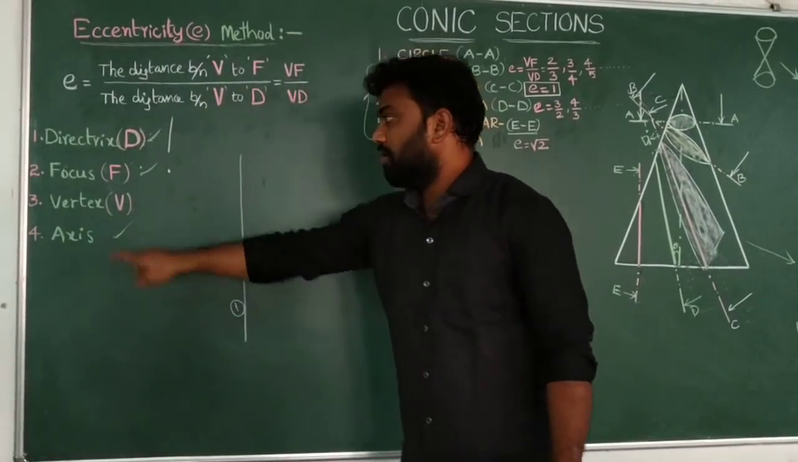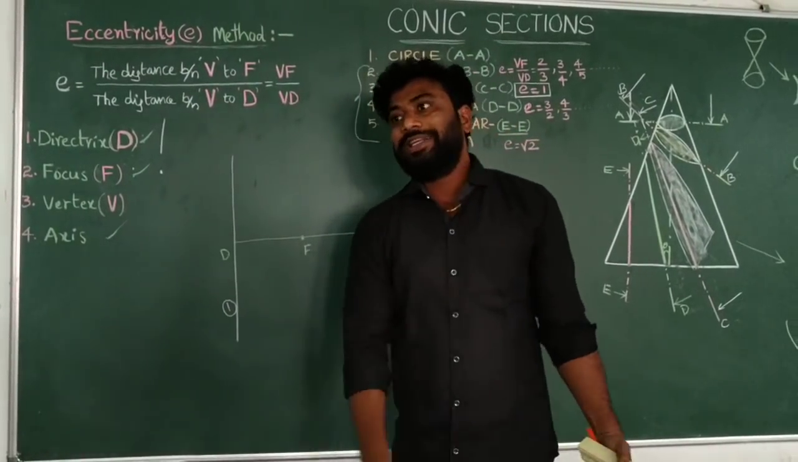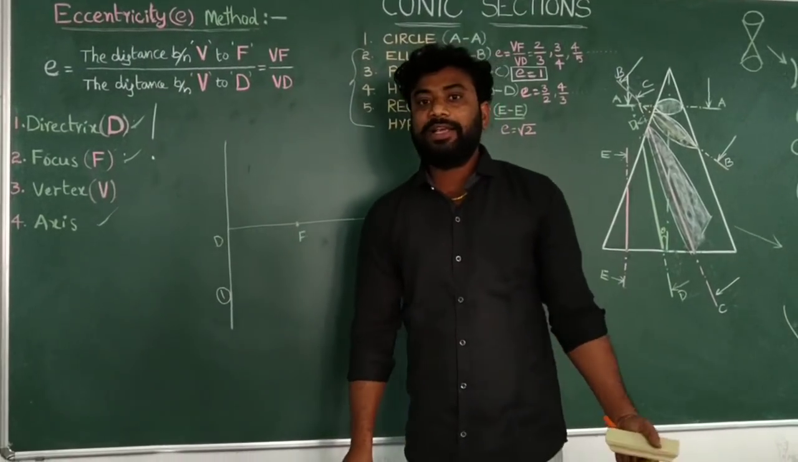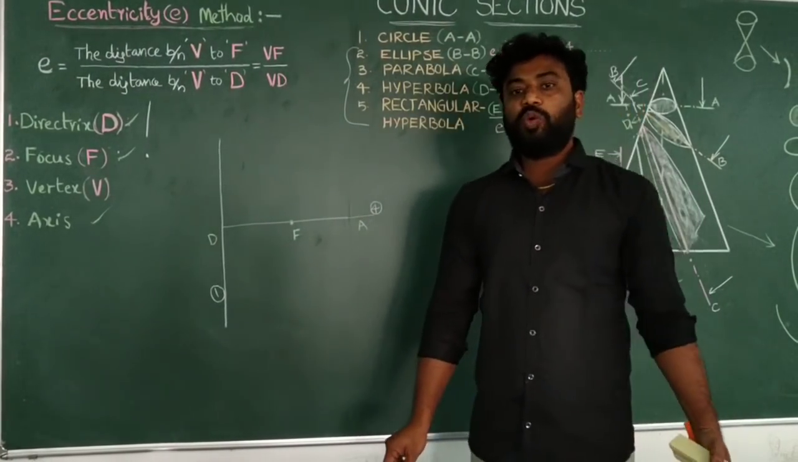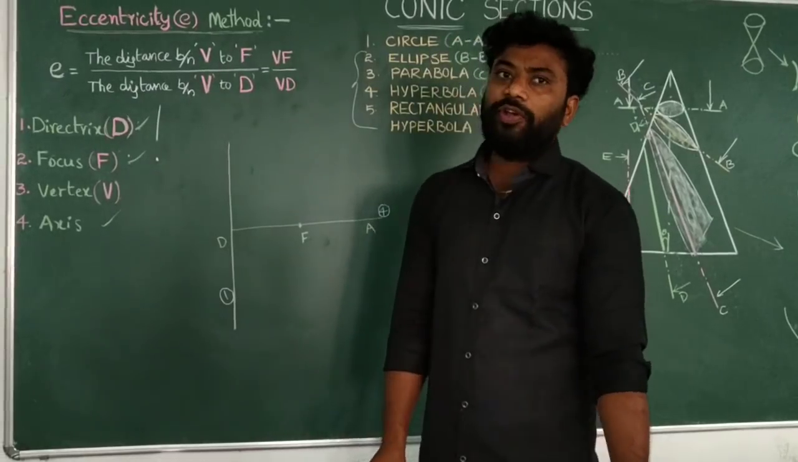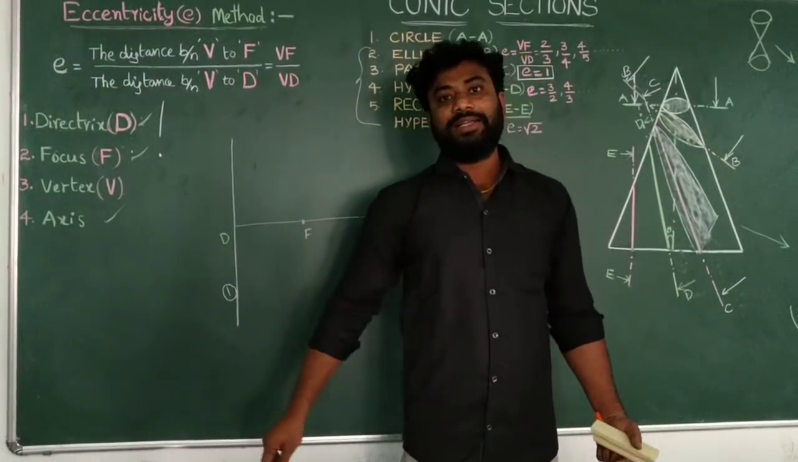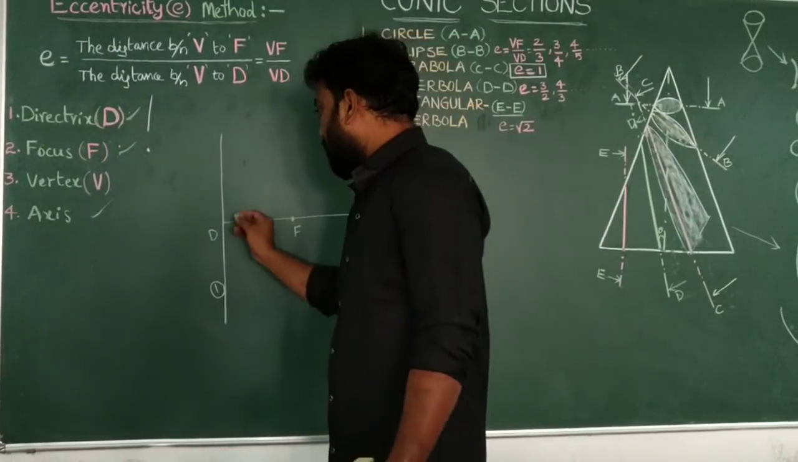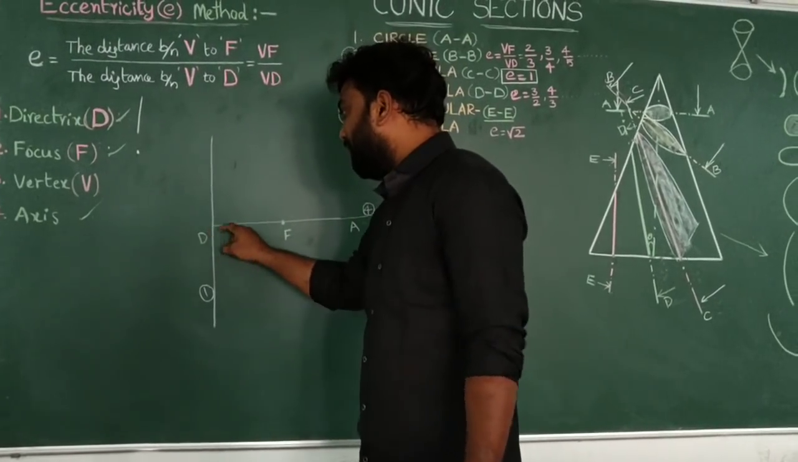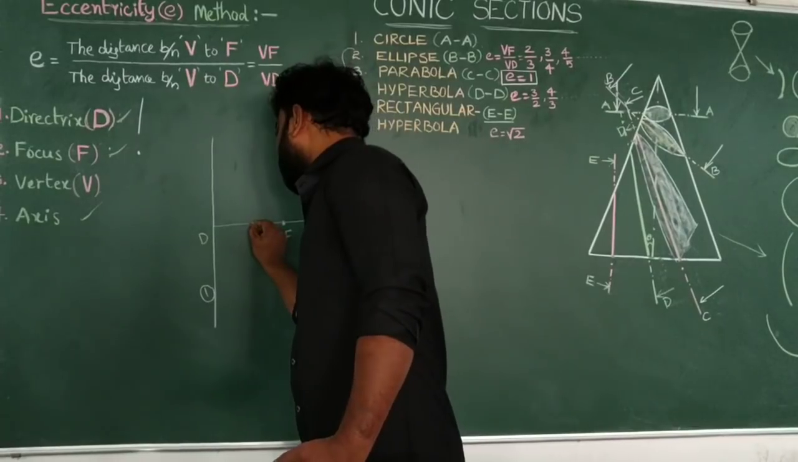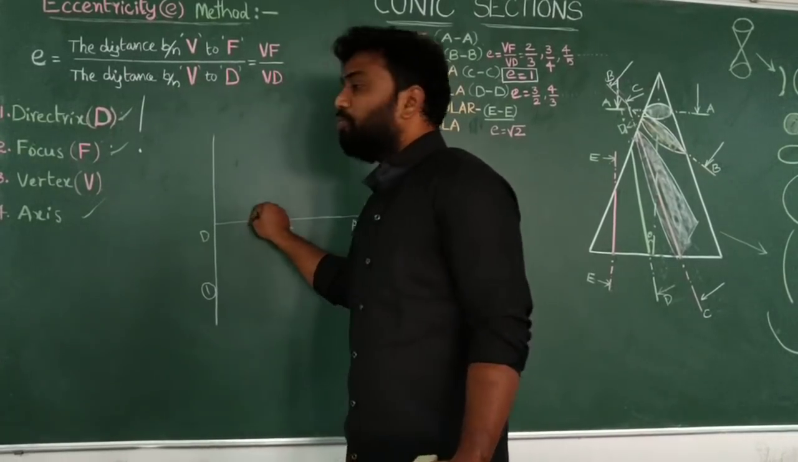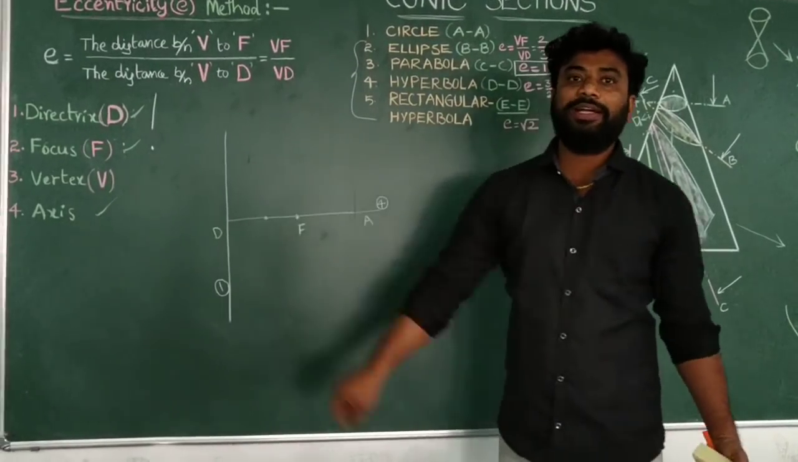And next, last one, that is vertex. Vertex means simply it is the intersection point of conic and axis. So where the conic is touching the axis, that particular point is called vertex. So always the vertex is located between D and F. Depending on the position of the vertex, we will be getting the conic.